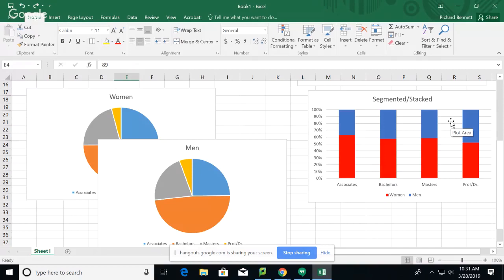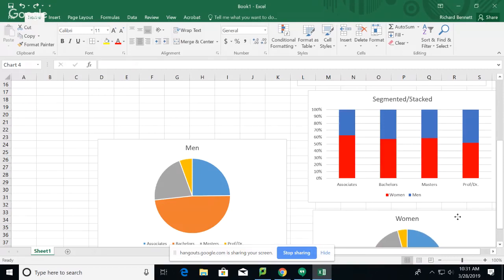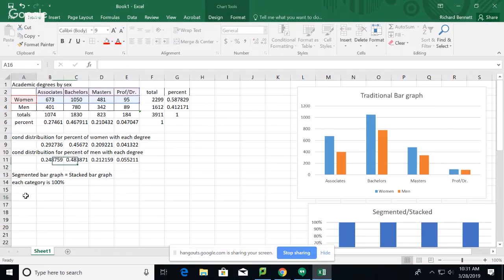Does that make sense? Okay. All right. Anything else I'm supposed to cover? Oh, you know what? There's one other graph that they talk about in here. Excel doesn't actually make it, but it's called the mosaic graph, or mosaic plot.